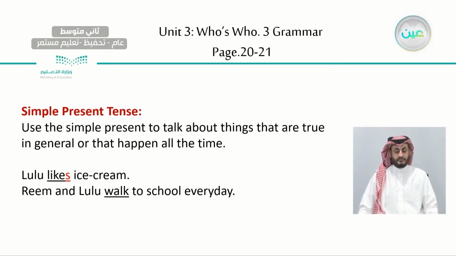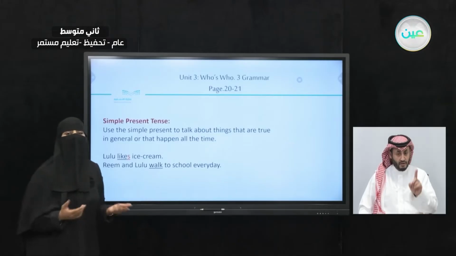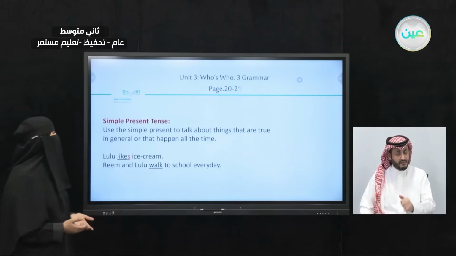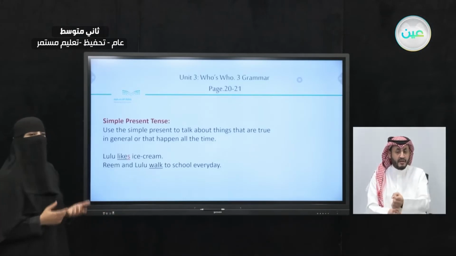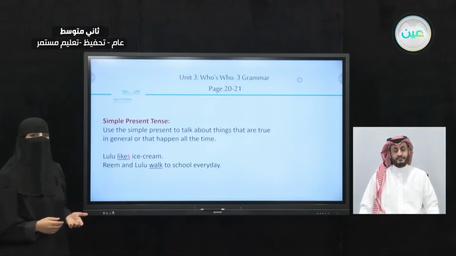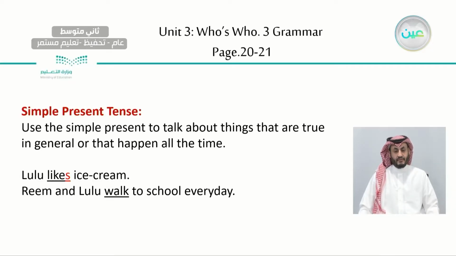So, one of them with S and the other one without S because this is a simple present tense. What is the meaning of simple present tense? We use the simple present tense to talk about things that are true in general or that happen all the time.